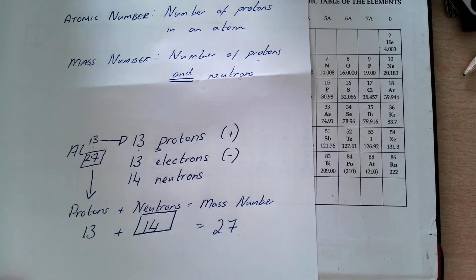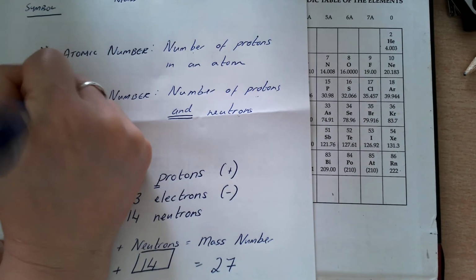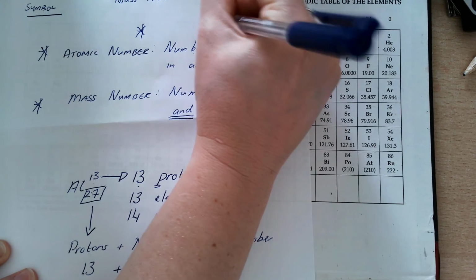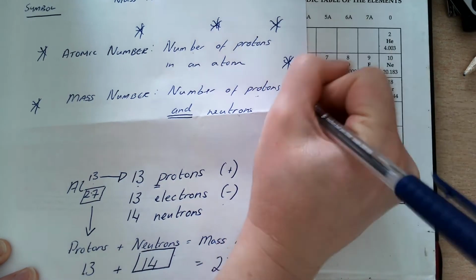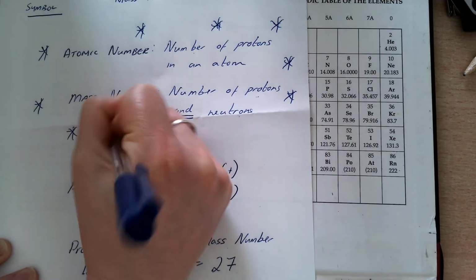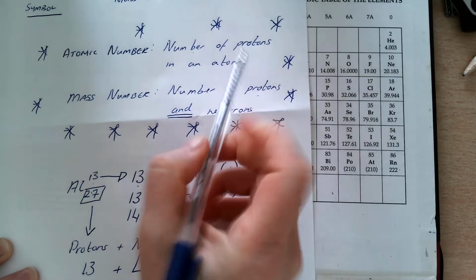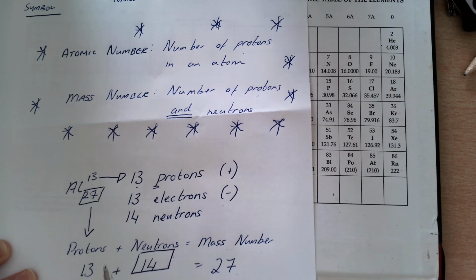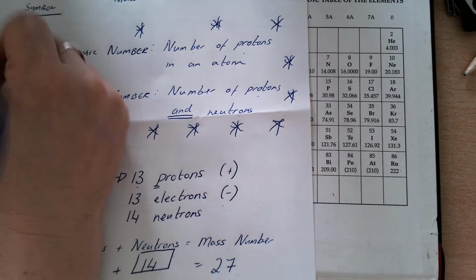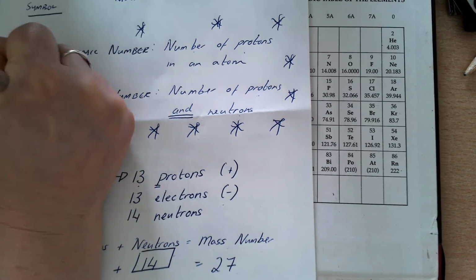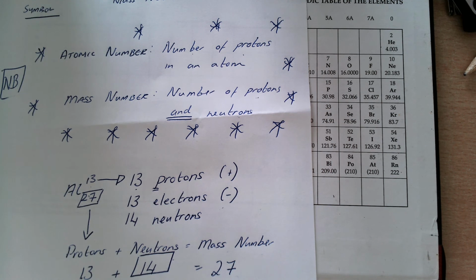Okay? That is how you work out how many protons, neutrons and electrons every atom has. You have to know this. If you do not know this, you will not be able to answer these questions, because you have to know how to work out your number of protons to be able to work out your number of electrons, and then you have to know that your protons and neutrons give your atomic mass number.